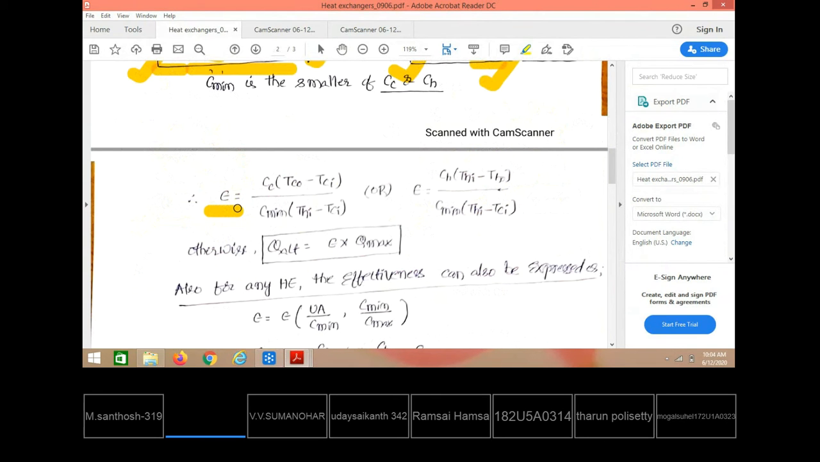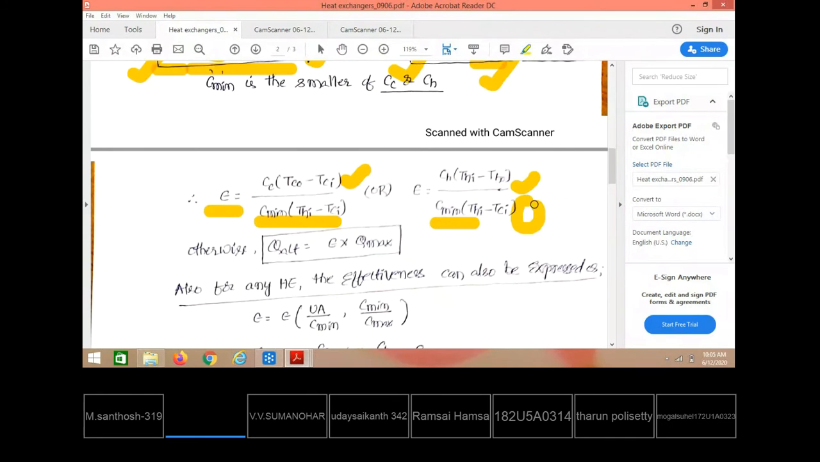Effectiveness is represented by epsilon. Suppose it is written based on the cold fluid actual temperatures, Tci and Tc naught. Therefore, effectiveness equals Cc times (Tc naught minus Tci) divided by C minimum times (Thi minus Tci). Suppose the same is written based on hot fluid conditions. Effectiveness equals Ch times (Thi minus Th naught) divided by C minimum times (Thi minus Tci).